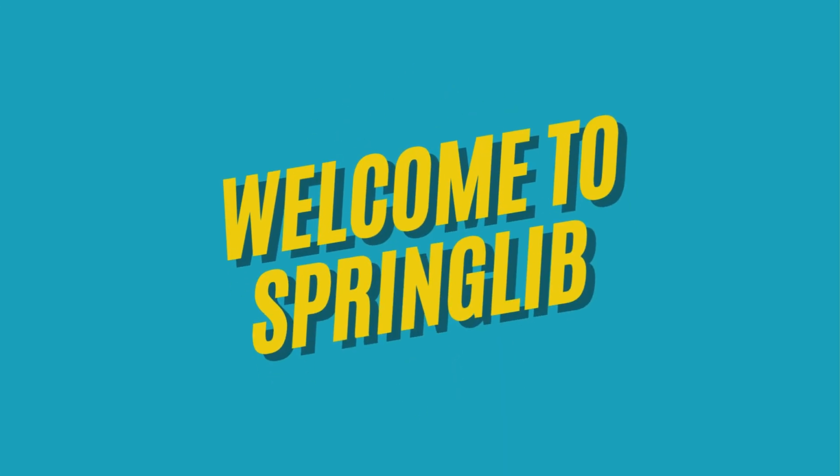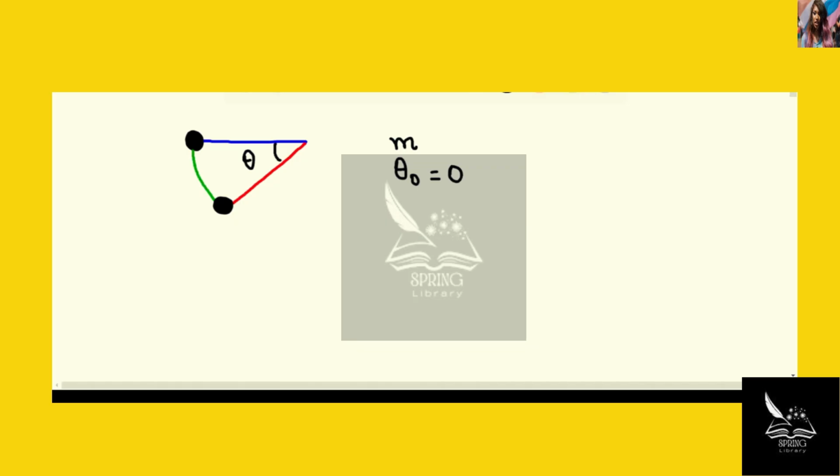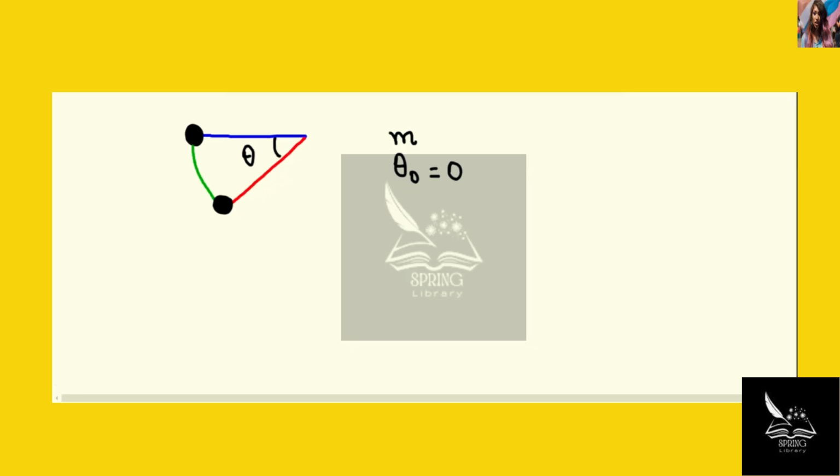Welcome to Spring LIB. In this exercise, we have a pendulum bob that has a mass m and is initially at the horizontal position, as shown here in blue. It's attached to a pendulum that is at the horizontal, and in that position, theta 0, the initial angle, is equal to 0. Then the bob falls according to gravity, and in the final position, the pendulum bob makes an angle of theta with the horizontal as shown in red.